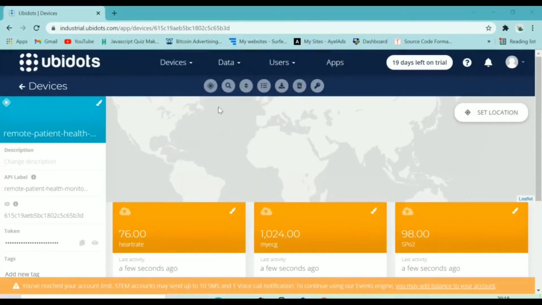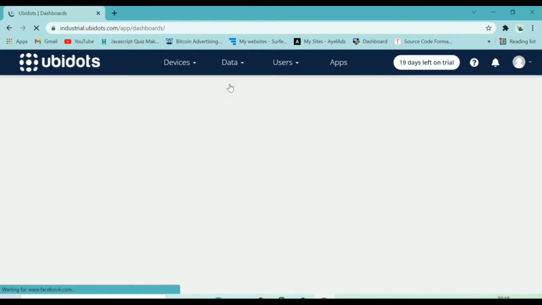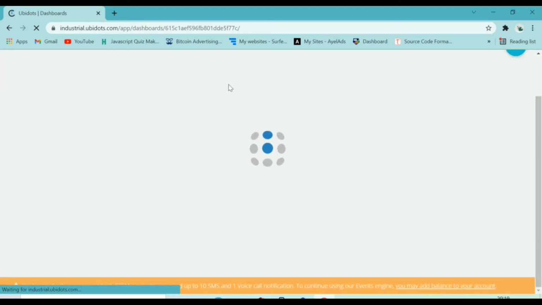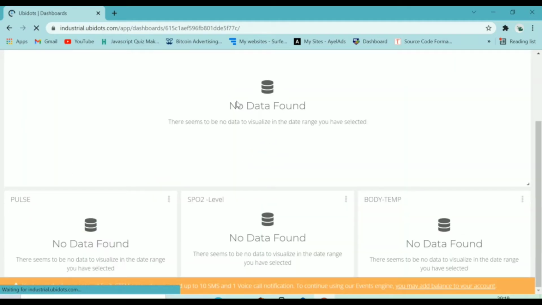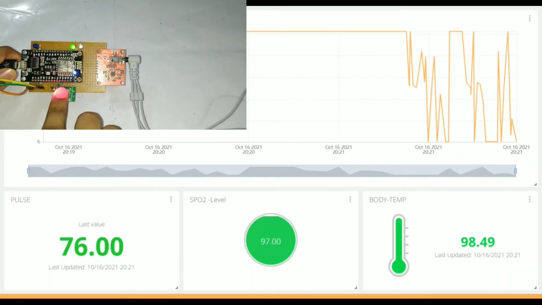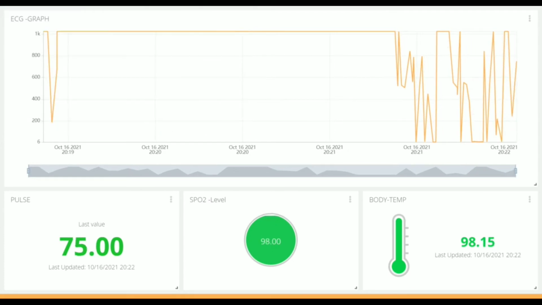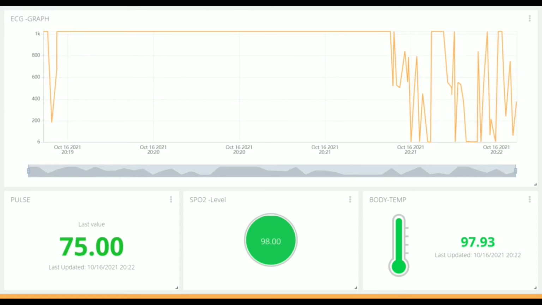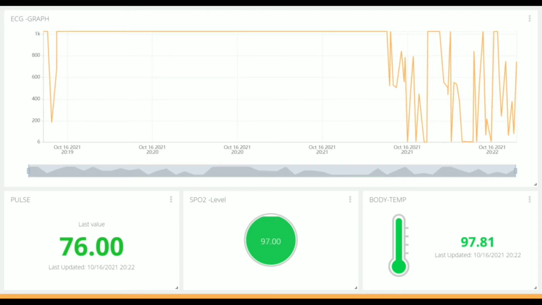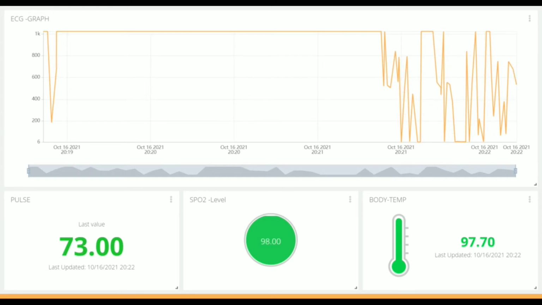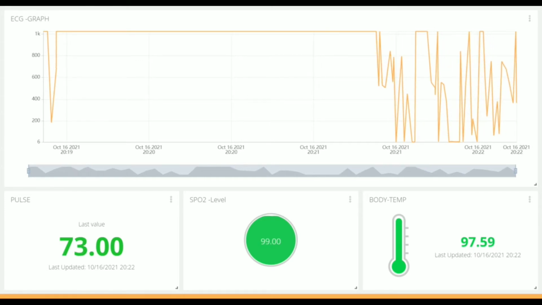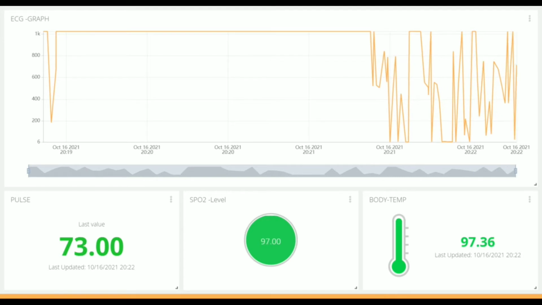We'll be using the Ubidots IoT server for our project. This is the dashboard of our health monitoring system. On the lower half, we have the pulse, SpO2 level, and body temperature information from the sensor. Placing our finger on the pulse oximeter heart rate sensor module, we'll get the reading of the pulse and SpO2 level. On the upper half, we have the ECG graph displayed from the ECG monitor sensor module.